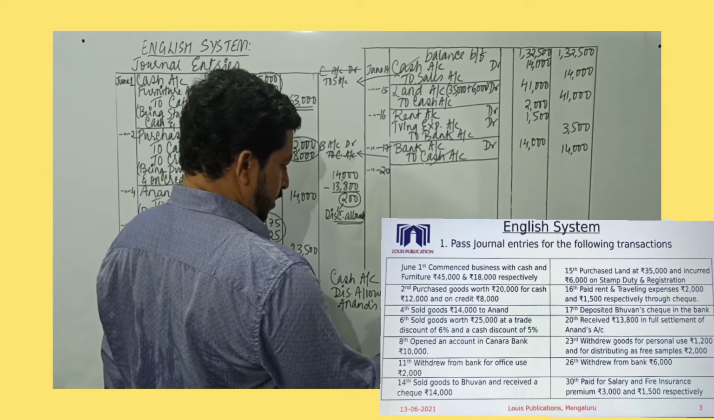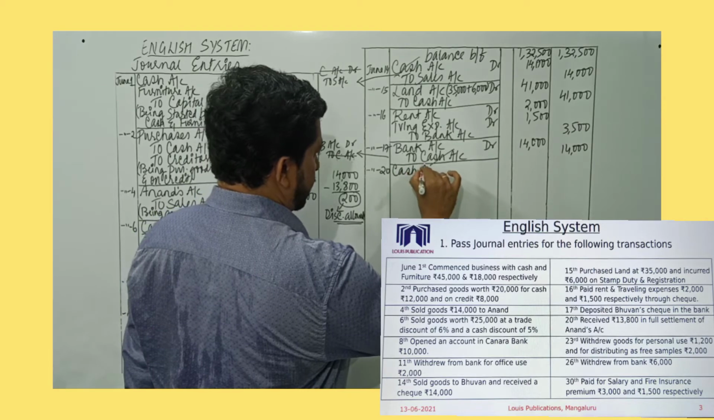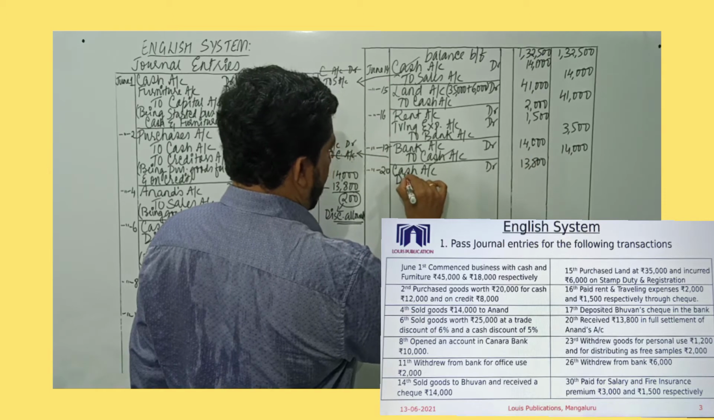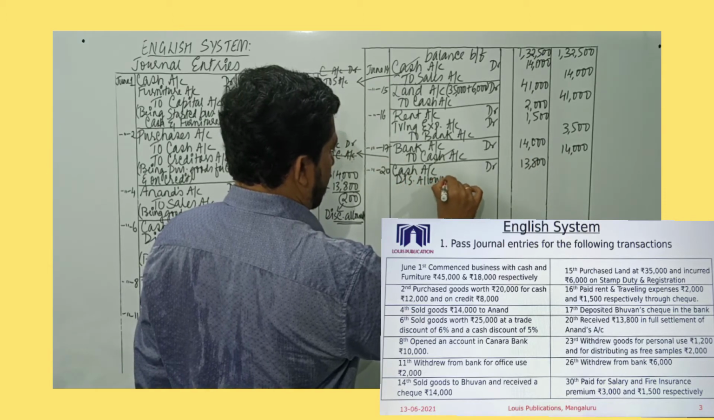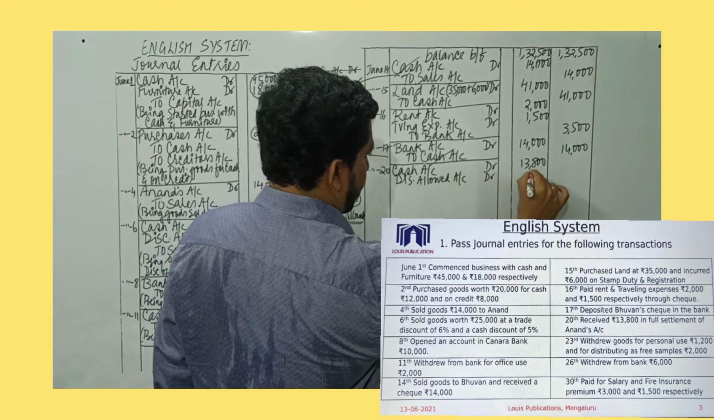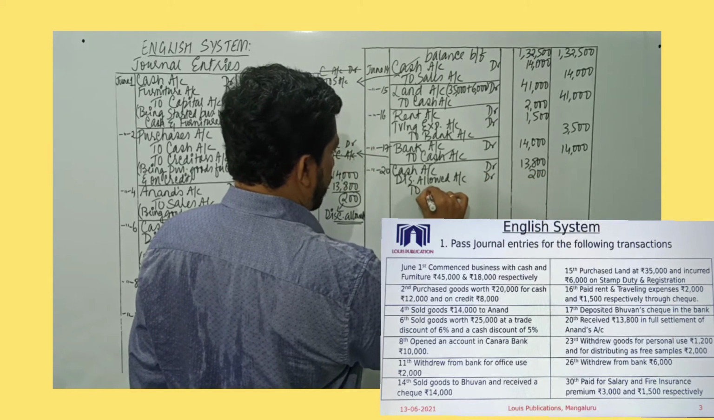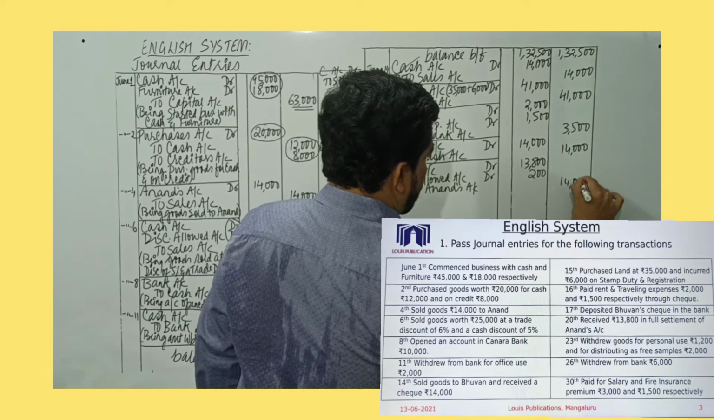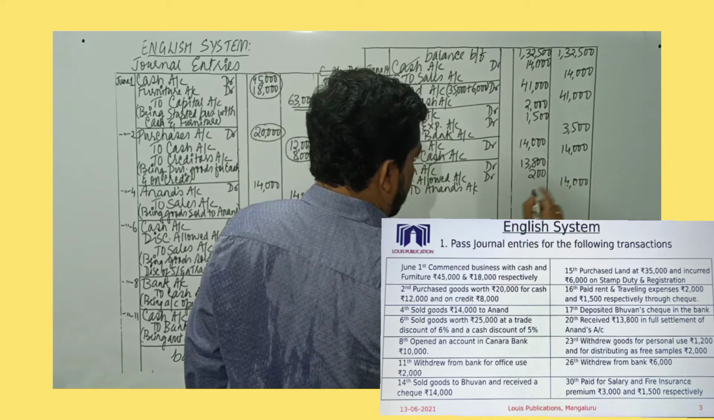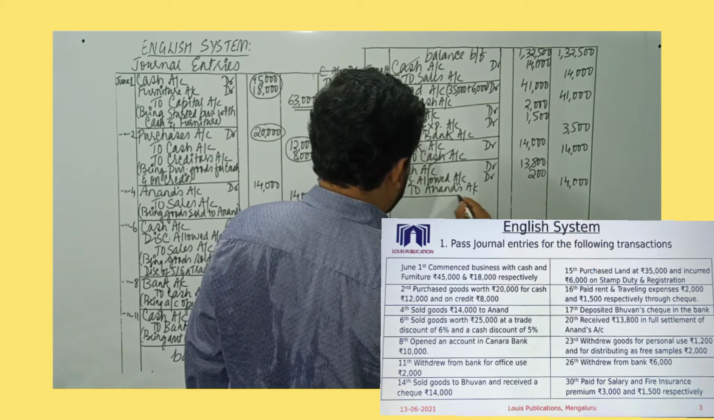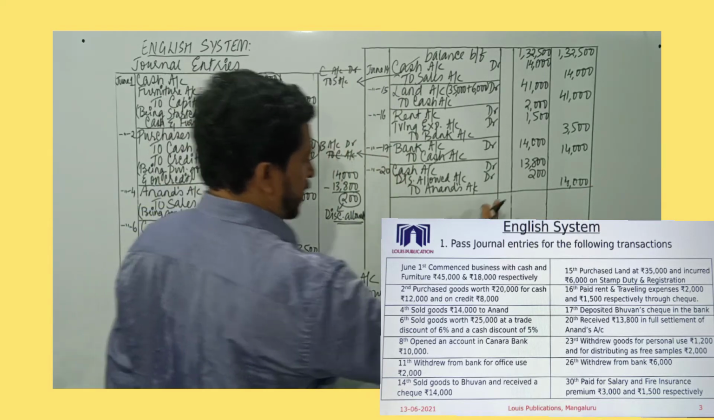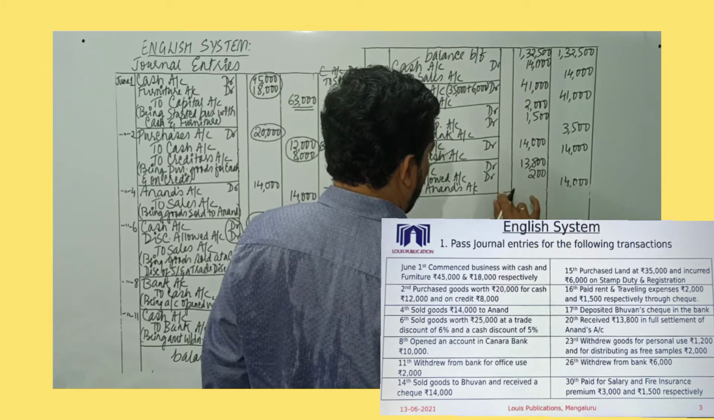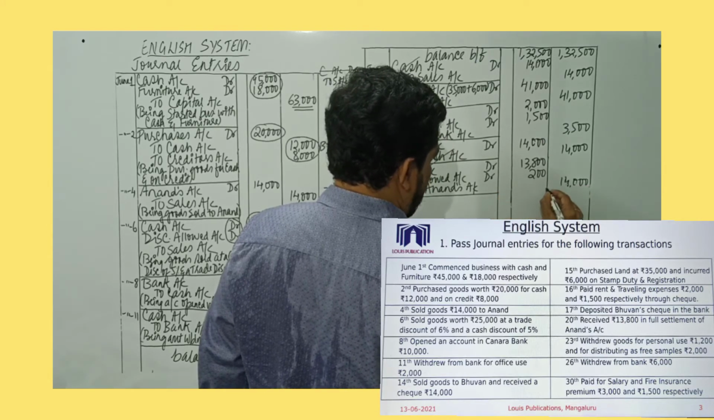So the entry would be cash account debited. So cash received is 13,800. Discount allowed account debited. That would be the difference of the amount, 200, to Anand's account. So Anand had to pay to us 14,000. His account is now closed because he is paying 13,800 rupees in full settlement of his account. Understand this. So this is about the entry.